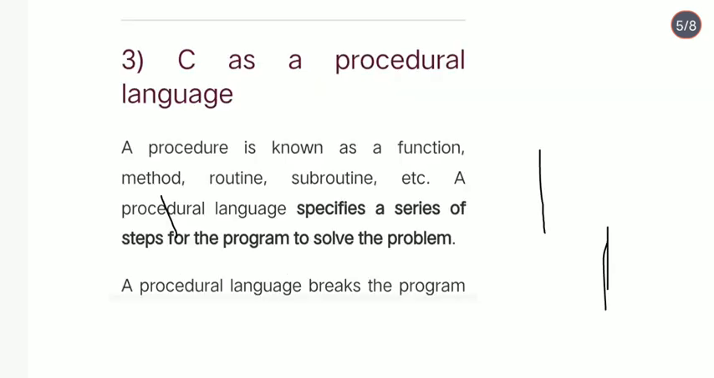C as a procedural language. A procedure is known as a function, method, routine, subroutine, etc. A procedural language specifies a series of steps for the program to solve problems. For example, if so many steps are given, we can specify the particular steps, solve the problems and go ahead one by one.